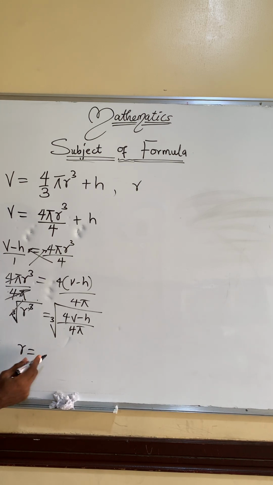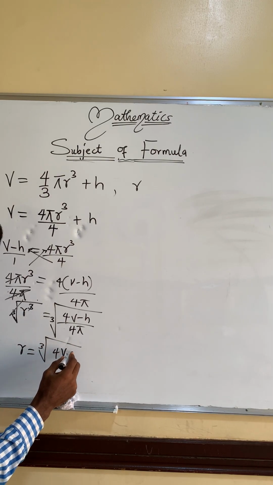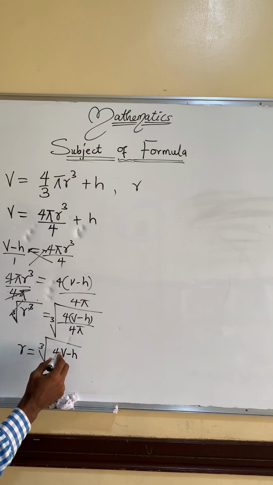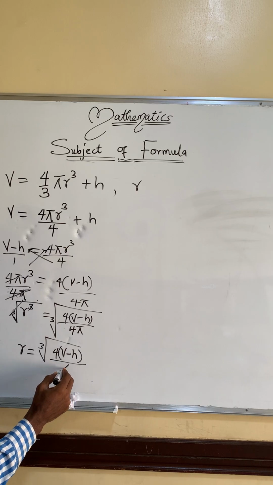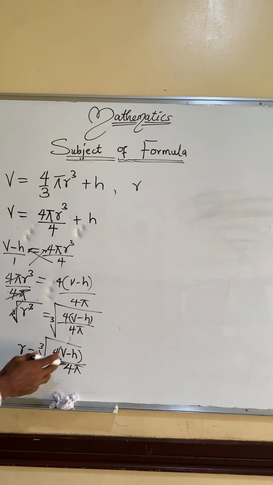R will now be equal to the cube root of 4 into bracket V minus H, all over 4 pi. So this is our answer. So I believe you understood this very well. If you do not understand, so this is our answer.